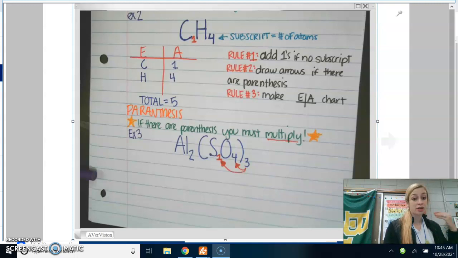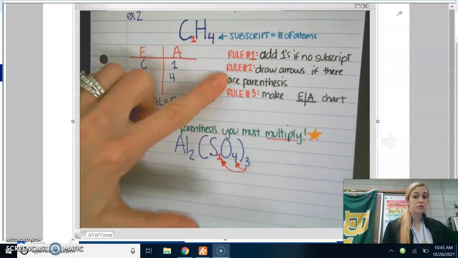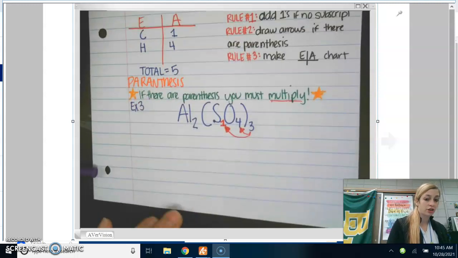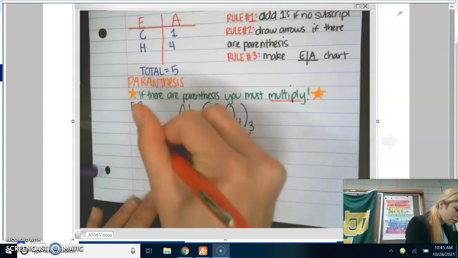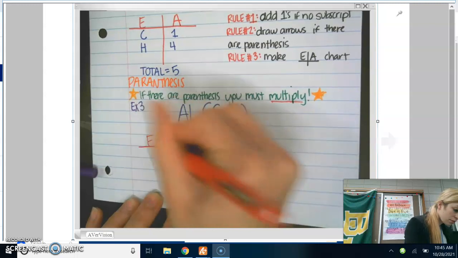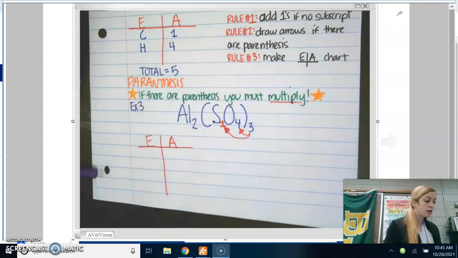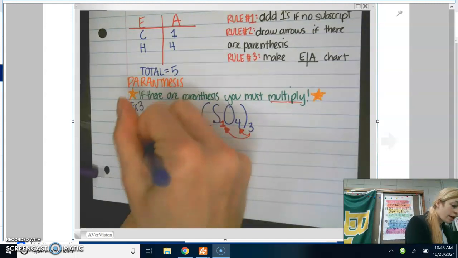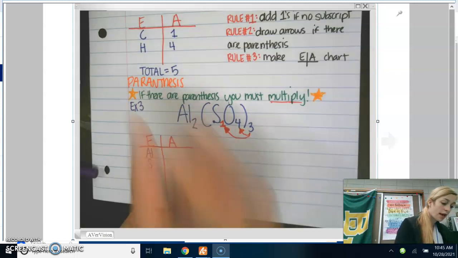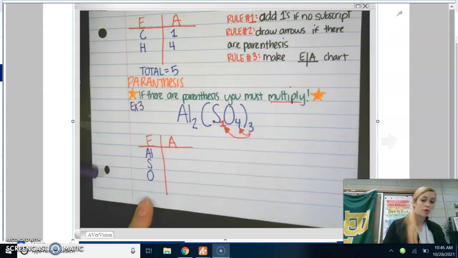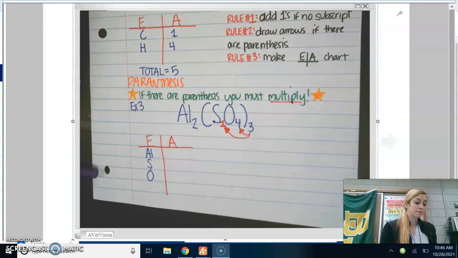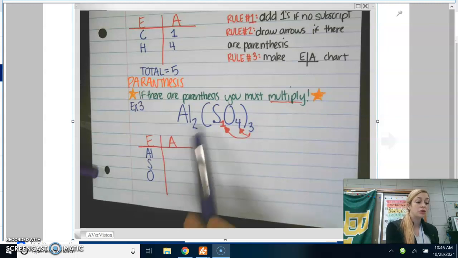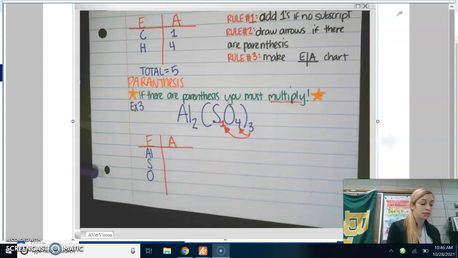But we're still following our same steps. We did rule 1, we did rule 2. Let's do rule number 3. Let's make our EA chart. Okay, let's list our elements. How many elements does this compound have? 1 Al, 2 S, 3 O, oxygen. Now, let's fill in the atoms. Al is not in the parentheses. We didn't draw arrows, so we have 2 atoms of Al. We just look at the subscript.